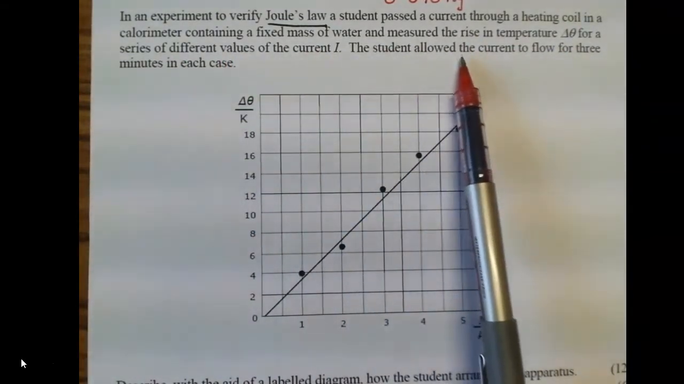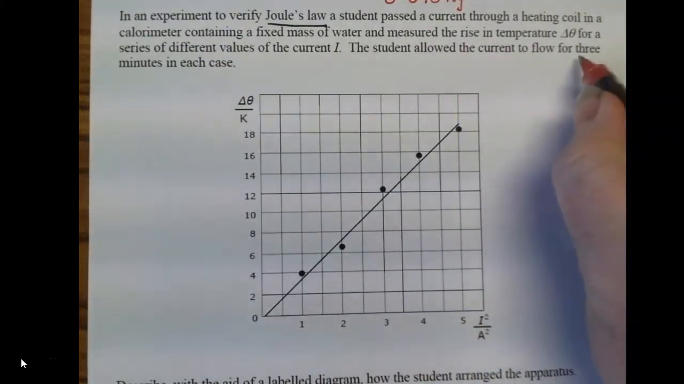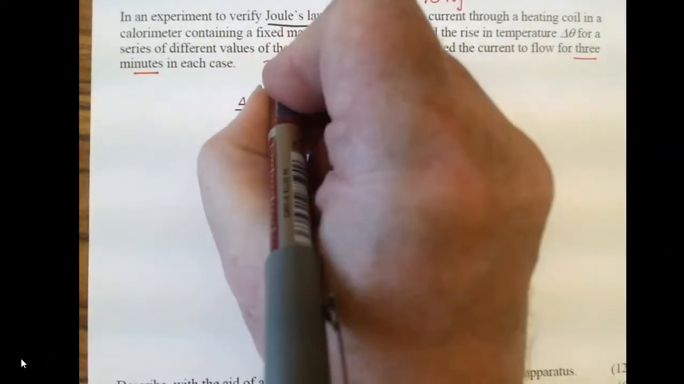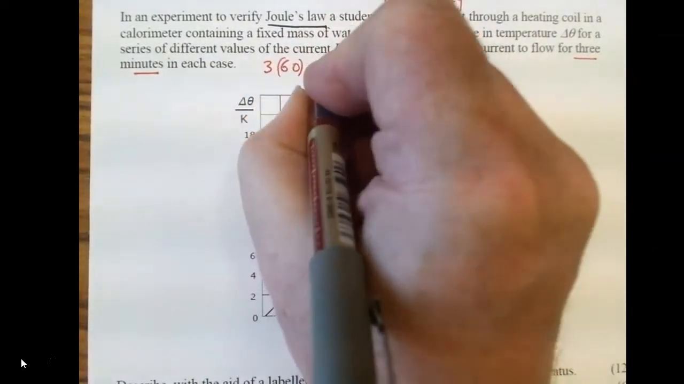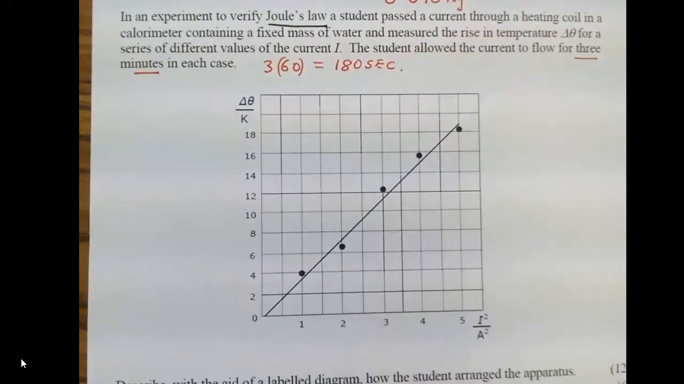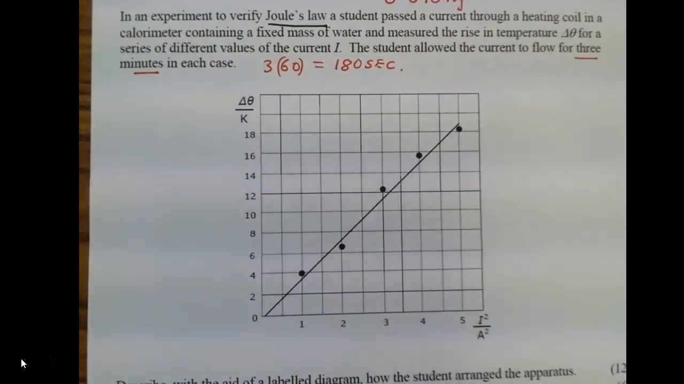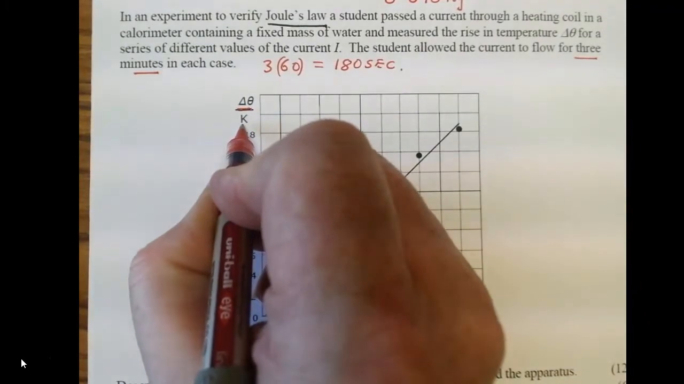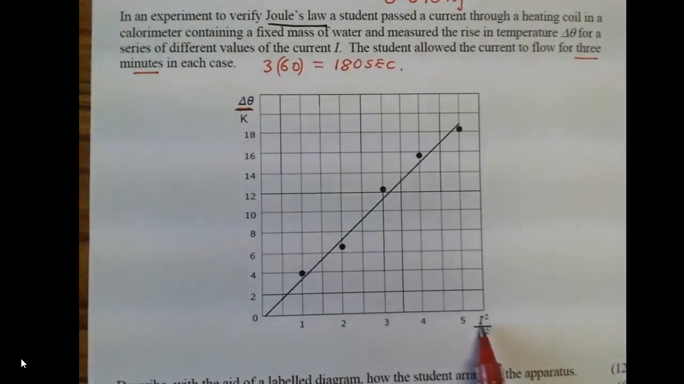The student allowed the current to flow for 3 minutes in each case. 3 minutes with 60 seconds in each minute is 180 seconds, second being the standard unit of time. They give a graph. The graph is of rise in temperature in Kelvin against current squared in amps squared.